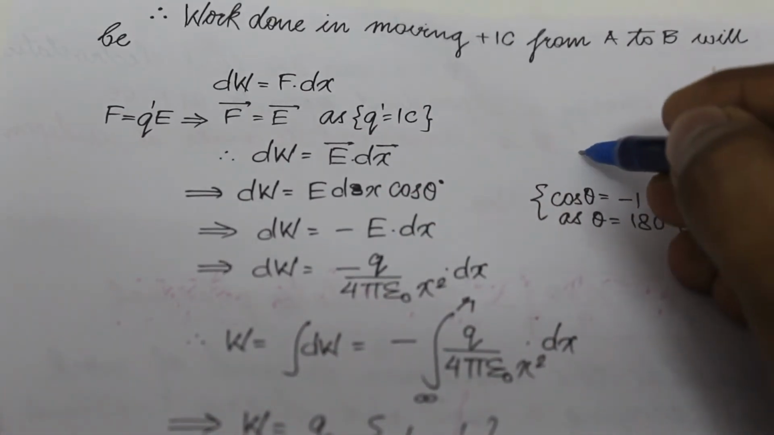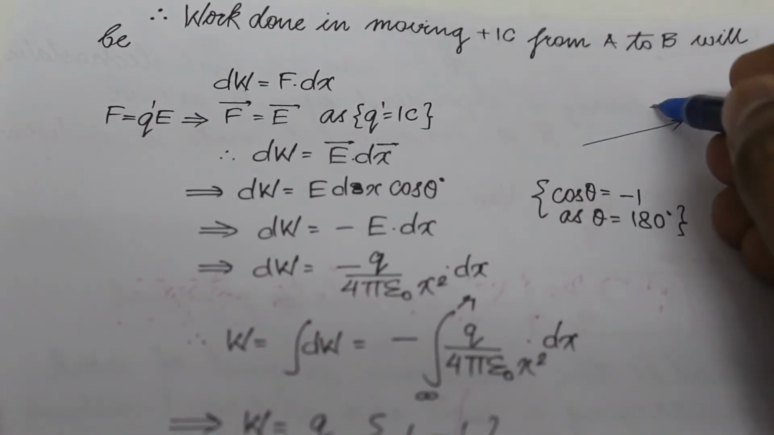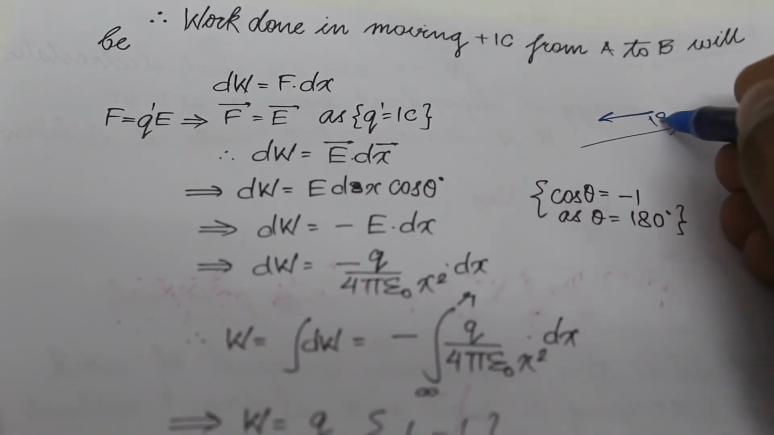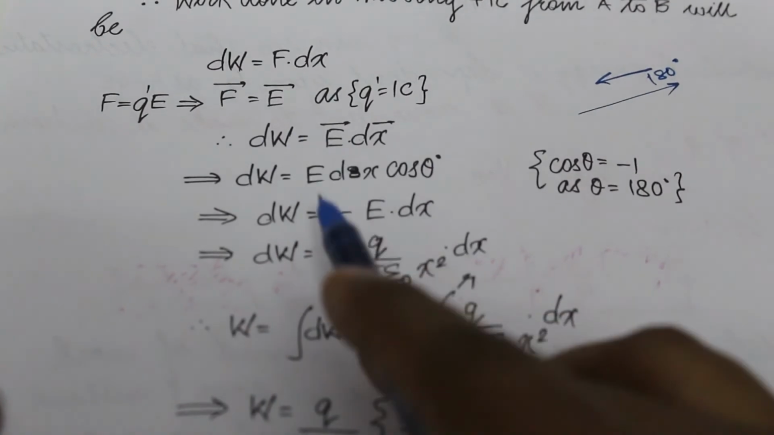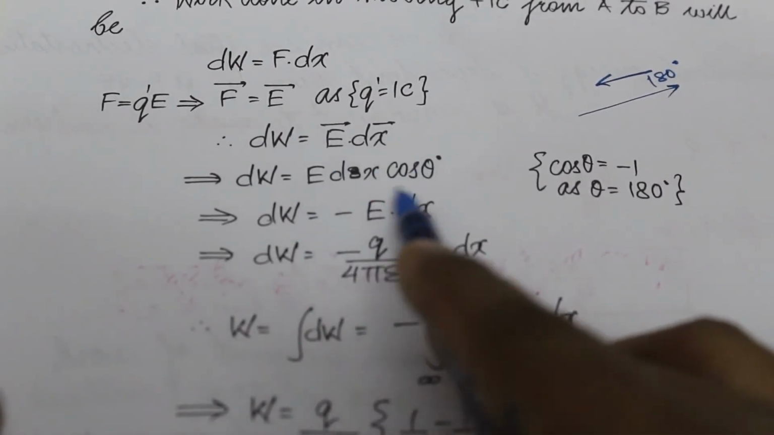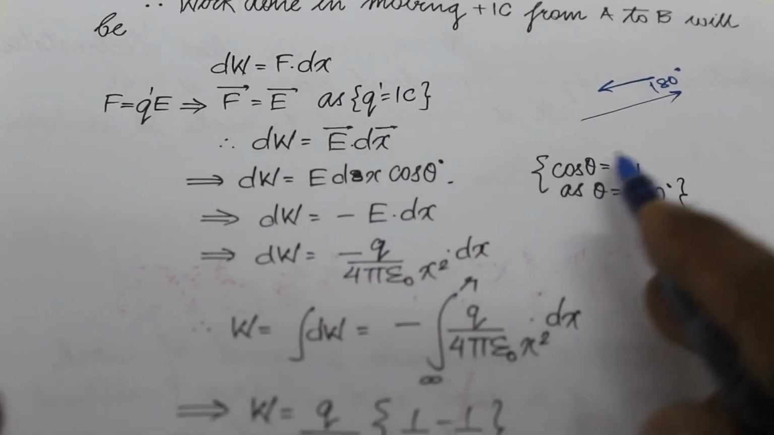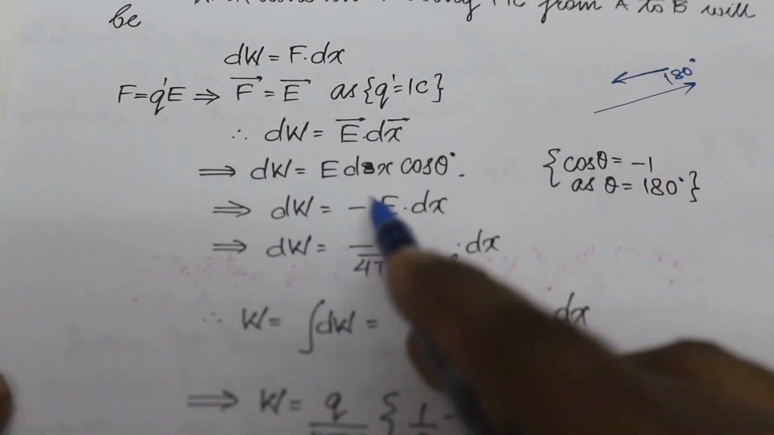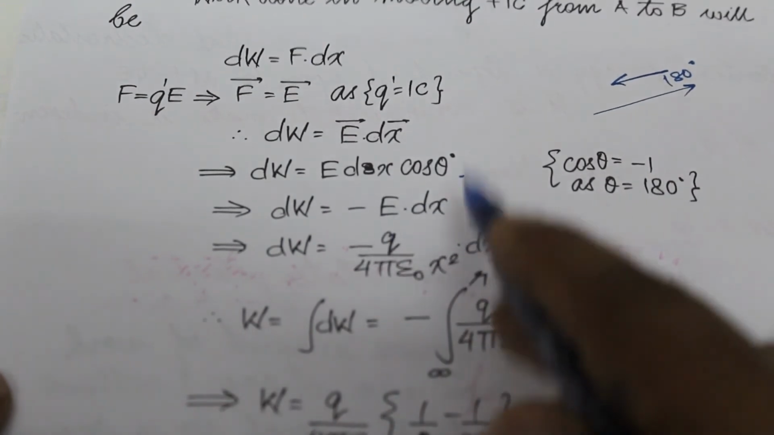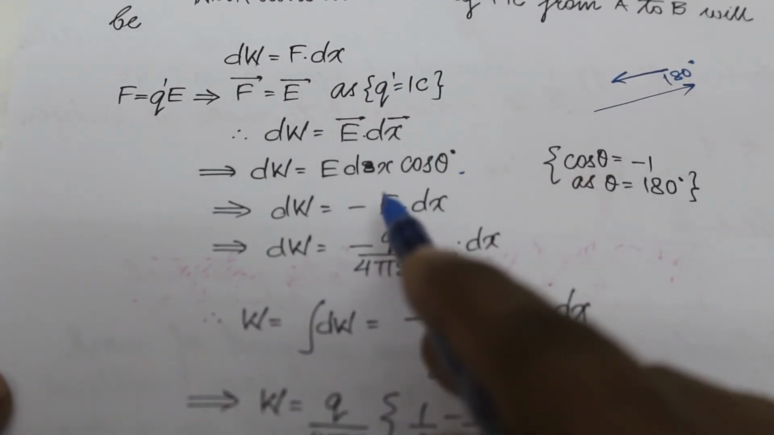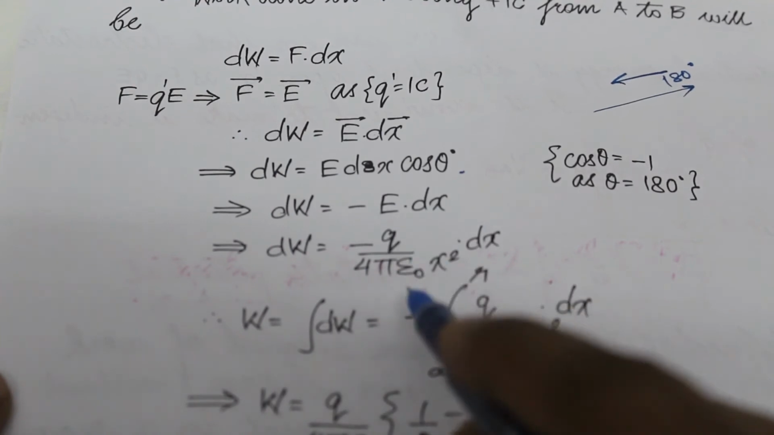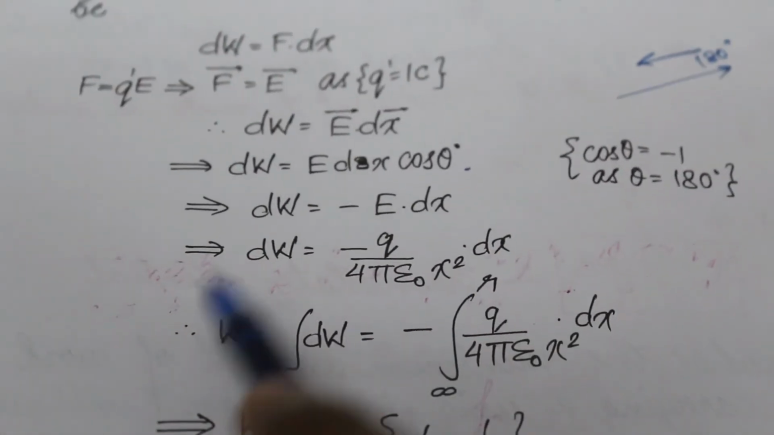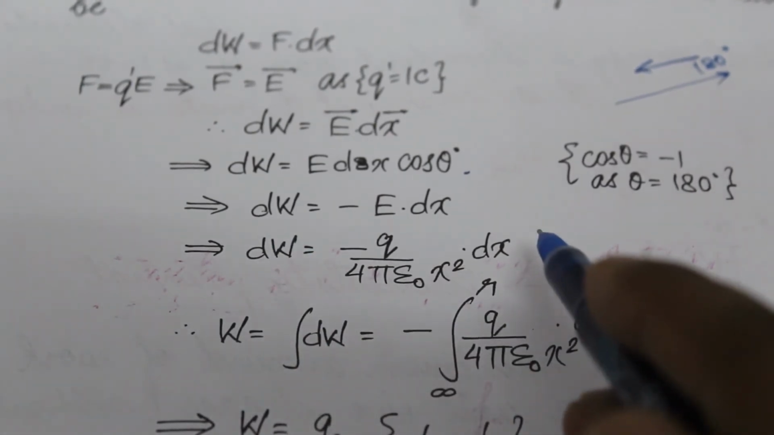As we have discussed in the diagram, E is in the outward direction, whereas the charge is moving in the opposite direction. So the angle between them is 180 degrees. So E dot dx is equal to E dx cos theta, and cos theta is equal to -1 as theta is 180 degrees. So dW will be equal to minus E dx. We have already found the value of E, which is Q upon 4 pi epsilon naught X square. So I have put this over here. This will be the work done in moving from A to B.